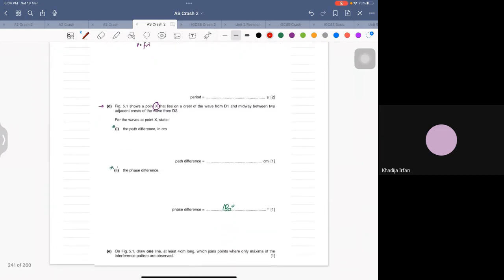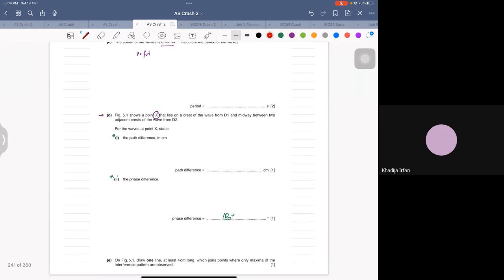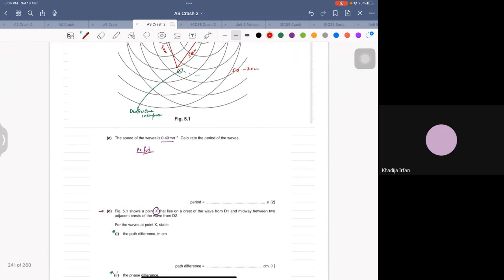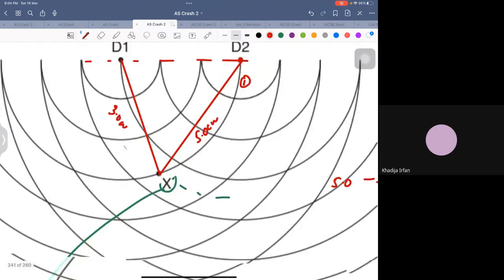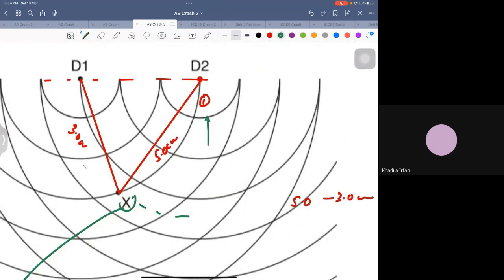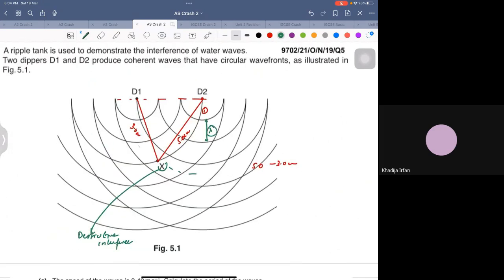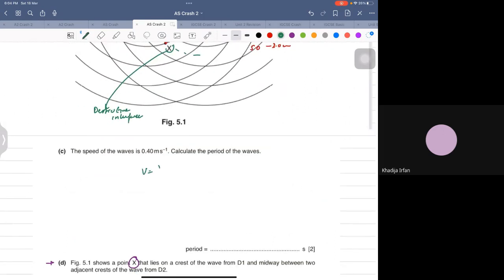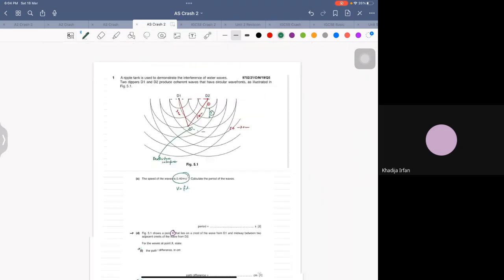Can you also do part C, please? Part C? This one? Yeah, I can definitely do this. It's very easy. Khadija, between two crests, you should understand that's the wavelength. So you have to use your ruler to do this. I can't really do this digitally, right? So you can find the wavelength from here, and then you just use v = fλ, since the speed is given. Is it clear? Okay, sir. Just remember that this is how it should be done.